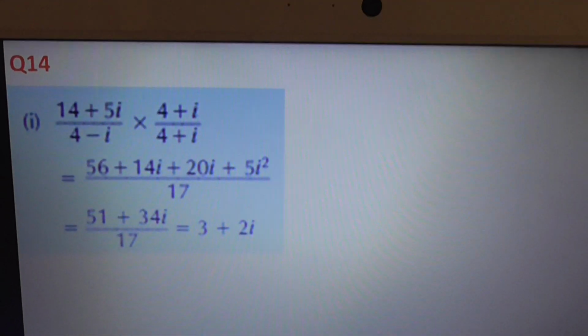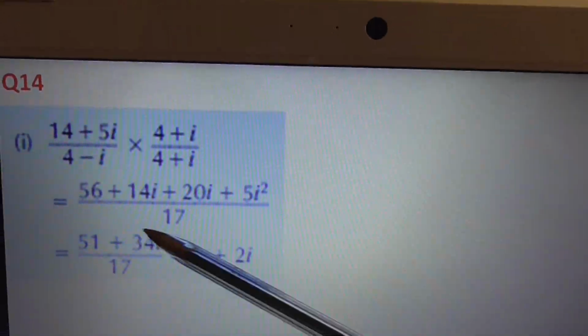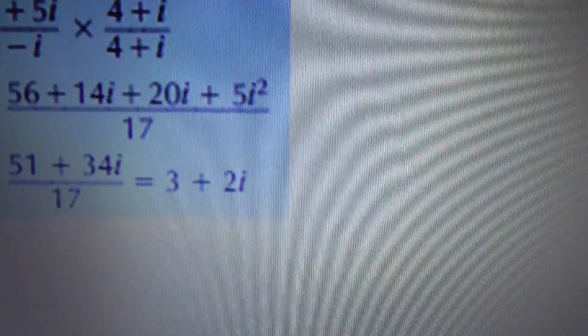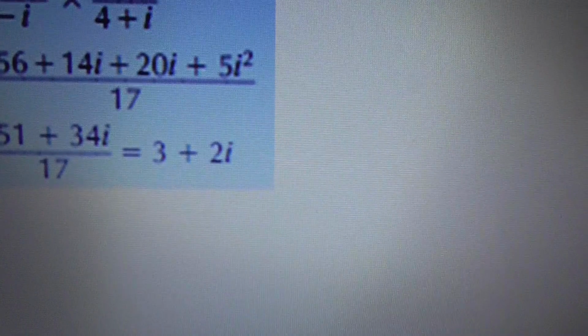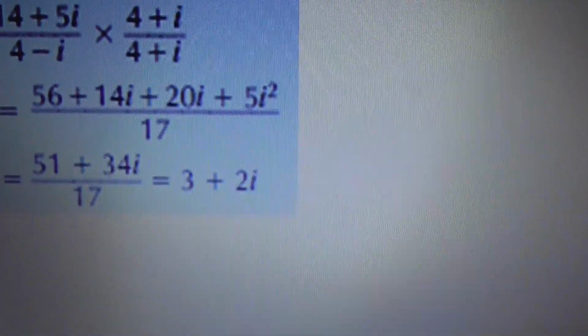Split the brackets, multiply it out. 17 goes into all three terms. So you should be left with 3 plus 2i. So that's your complex number for part 1.